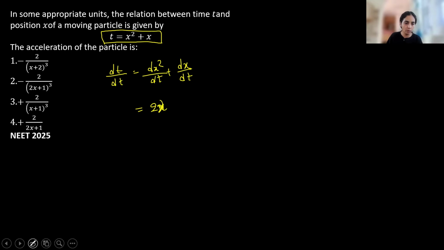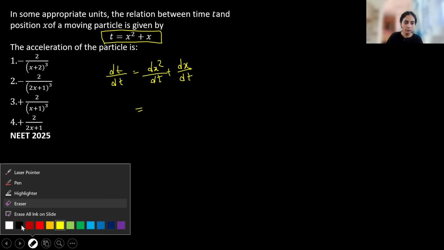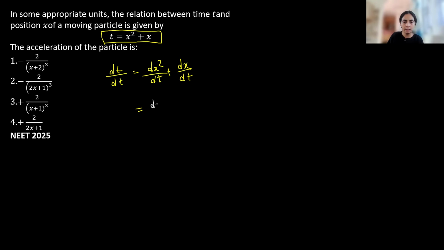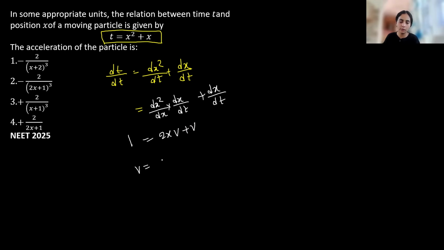Let me help you a little more. So we can write it like dx square by dx into dx by dt. This is how we can do it. Because dx and dx cancel, it will be dx square by dt plus dx by dt. So this will be dx square by dx, which is 2x into velocity plus velocity, and this is equal to 1. So from here we get velocity. Velocity is equal to 1 by 2x plus 1.